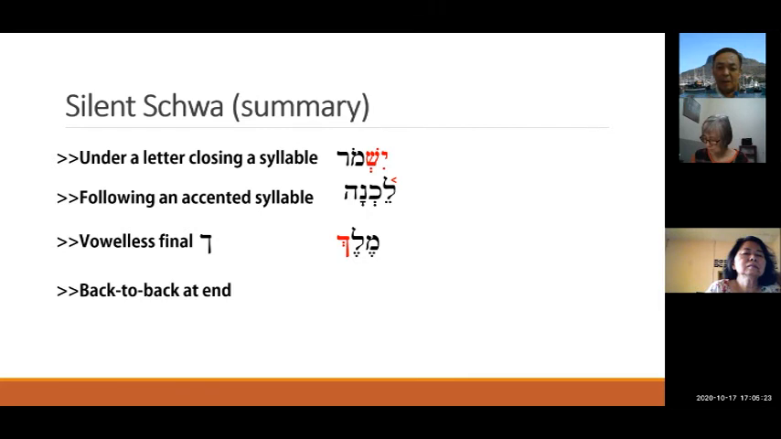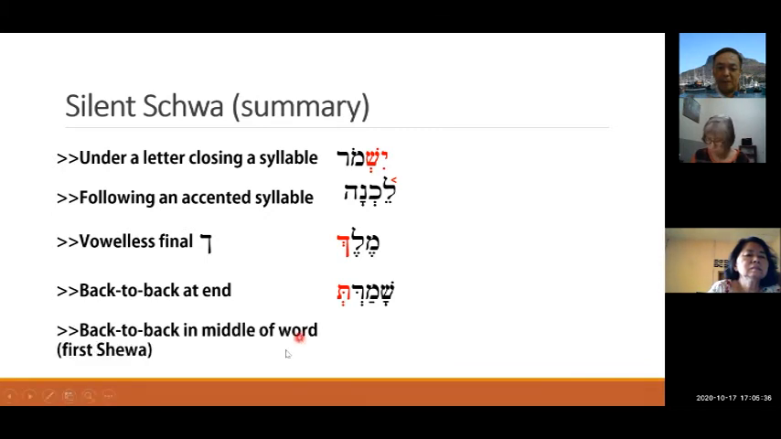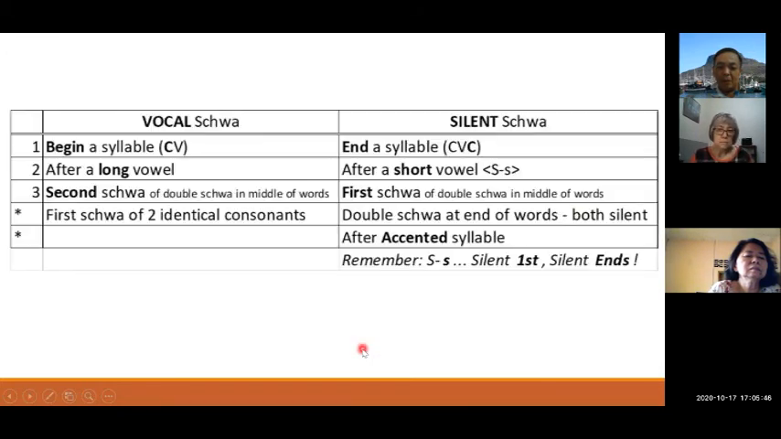Okay, silent schwa. And back to back at the end, you also have a silent schwa. You can see the silent schwa below the taf here, below the taf here. And in the middle of the word, the first schwa is always the silent schwa. The second one is vocal. So you can also put it this way.